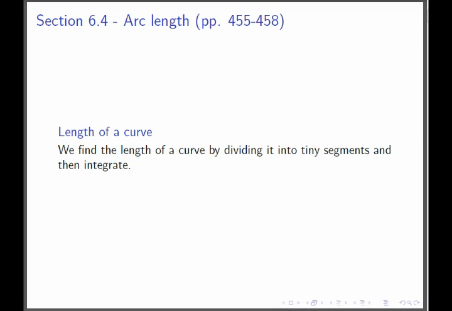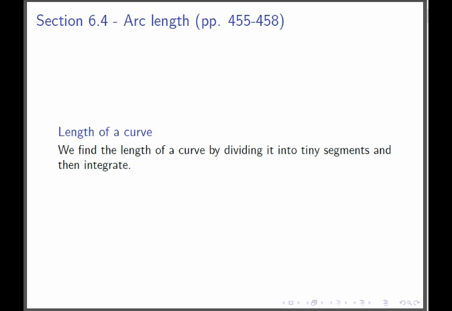The subject of this video is finding the length of a curve. We call this arc length. And the way we do it is we divide the curve into tiny little segments. If the curve is differentiable, then the curve can be approximated by a tangent line near any point. So this makes sense to do for differentiable curves. We can divide the curve into tiny little segments, each of which looks like a line.